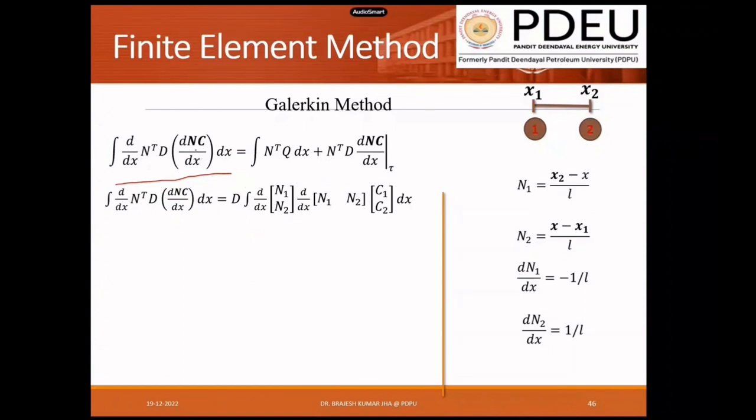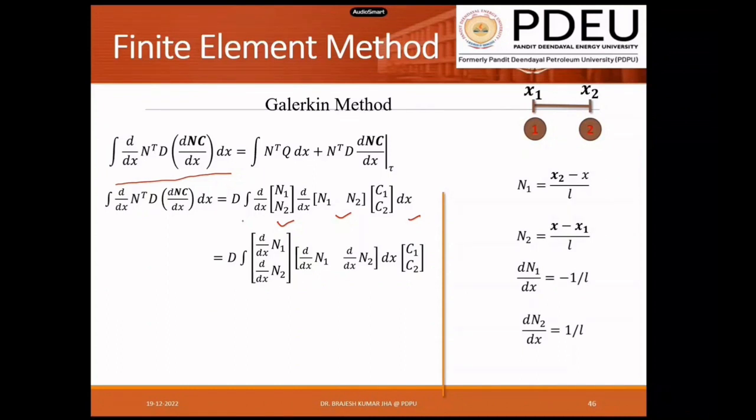Now N can be written in the form of a matrix, so N transpose also can be written in matrix form. So N transpose, that is N1, N2, d/dx of Nc. So d/dx, Nc is what? N1, N2, that can be written as N1, N2, and C1, C2, dx. So what we have done here is the whole problem is represented in matrix form.